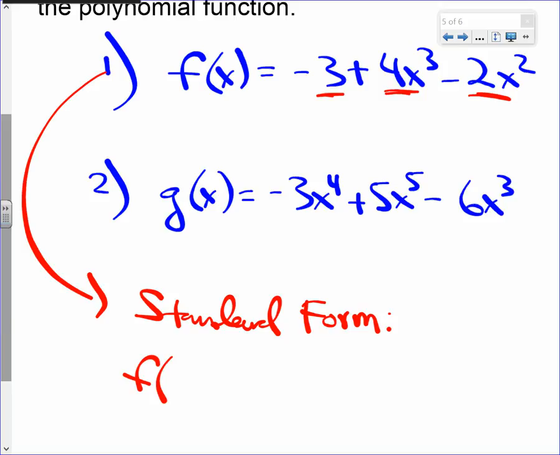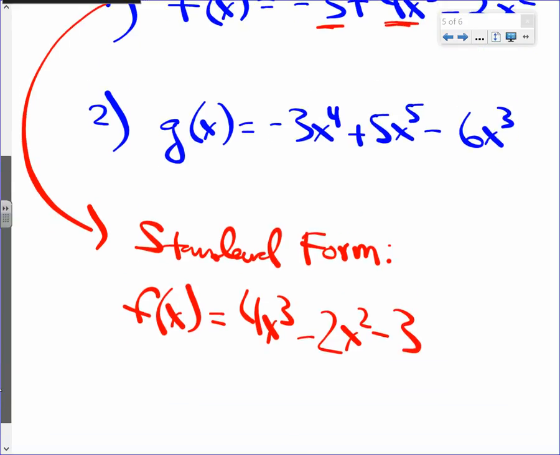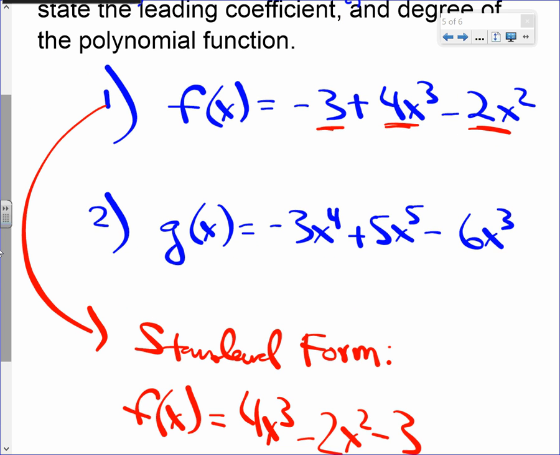The function f of x, watch this. The function f is 4x to the third minus 2x squared. Look at it in descending order, from biggest to smallest, biggest exponent to smaller exponent. Minus 3. Here's standard form. We're rocking and rolling. It's really not that hard. Let's rearrange the polynomial. That's not rocket science.